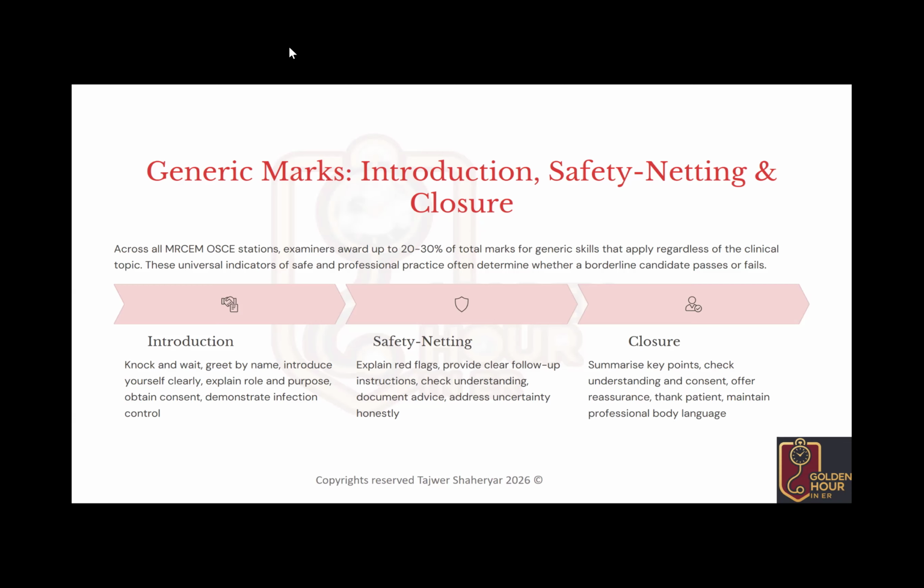Same goes for the closure. Have the same introduction and closure for all your stations. Obviously, you will tailor it a little bit according to the type of station. For example, if there's a colleague, you will say, hi, my name is Shariar. I'm one of the ED registrars. Can I just confirm your name and level? Okay, so that's how you change it around, but generally it stays the same.